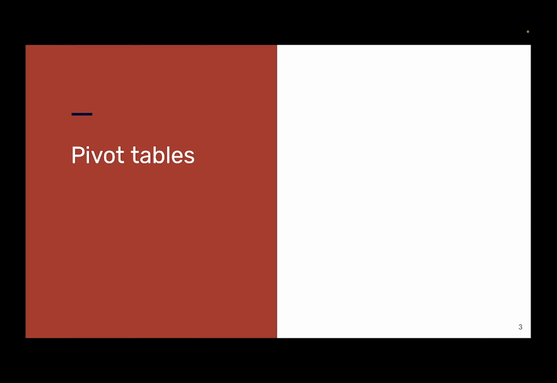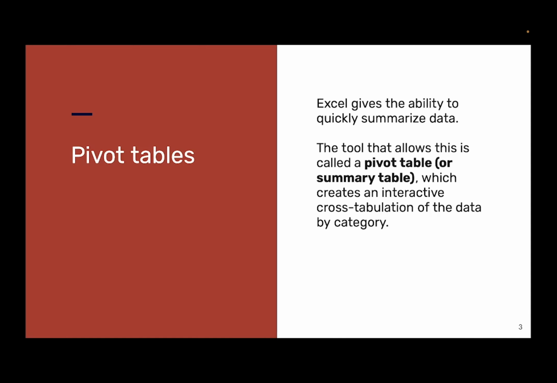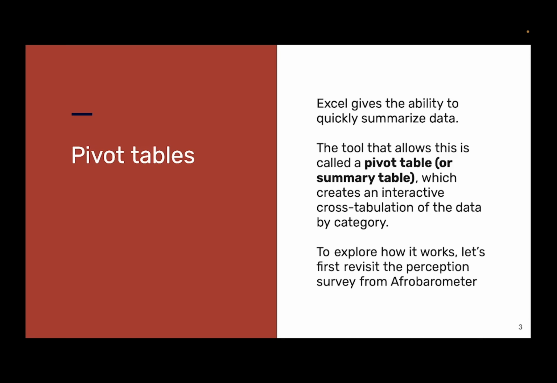Pivot tables. Excel gives the ability to quickly summarize data. The tool that allows this is called a pivot table or summary table, which creates an interactive cross tabulation of the data by category. To explore how it works, let's first revisit the perception survey from Afrobarometer.